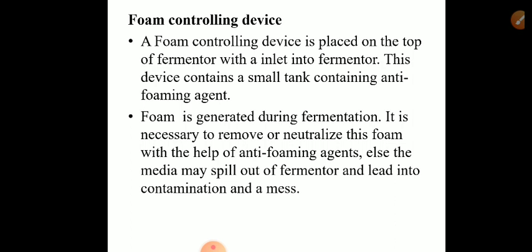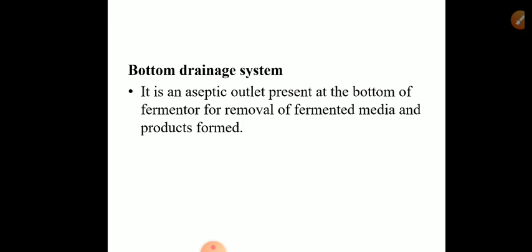Otherwise, the media may spill out of the fermenter and lead to contamination and also a mess. Okay, so the foam controlling device is a tank containing anti-foam agent which is added into the fermentation medium to control the foam, because if foam is not controlled, it will spill out of the fermentation vessel and will cause a contamination problem. Let us discuss anti-foam agents in detail.